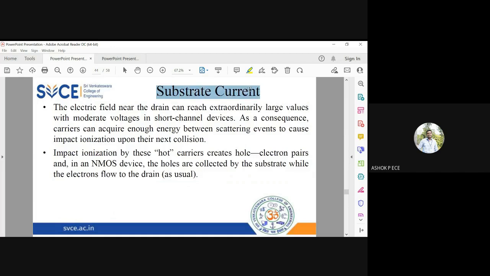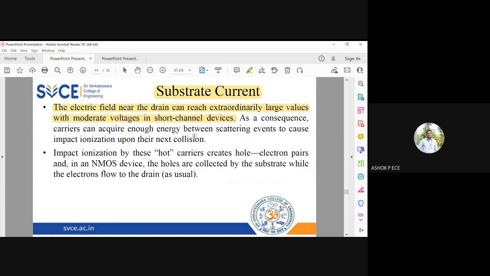Substrate current. So these are some of the minor factors which have to be given due consideration when you fabricate a device. The electric field near the drain can reach extraordinary values with moderate voltage in a short channel device.